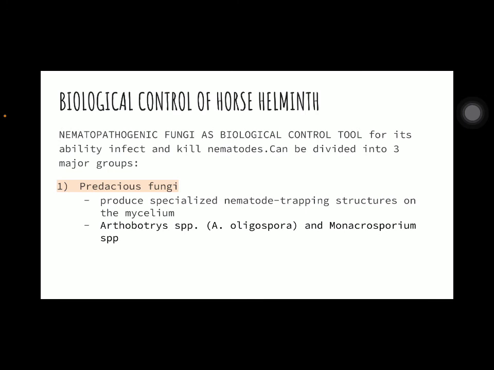These fungi can be divided into three major groups. So the first group is the predaceous fungi. They produce specialized nematode-trapping structures on the mycelium. So some of the species are Arthrobotrys species and Monacrosporium species.